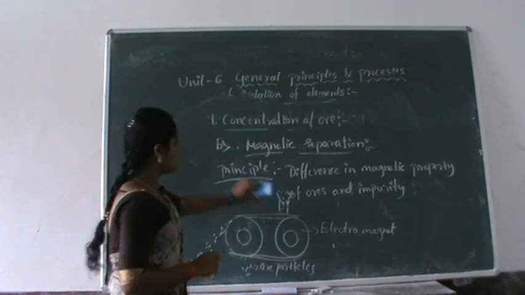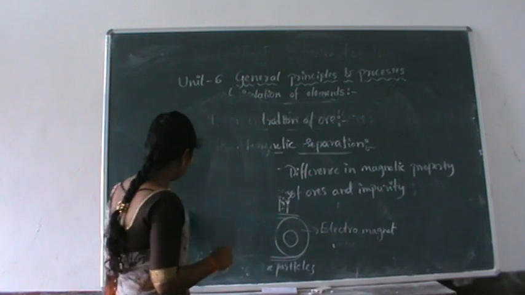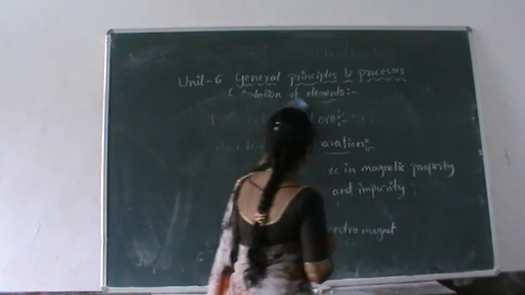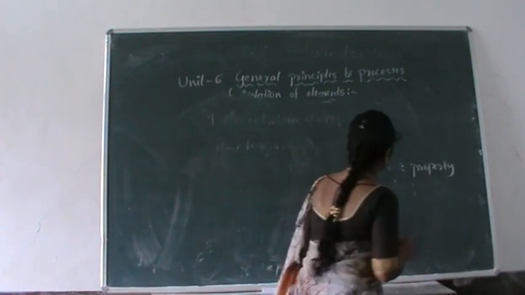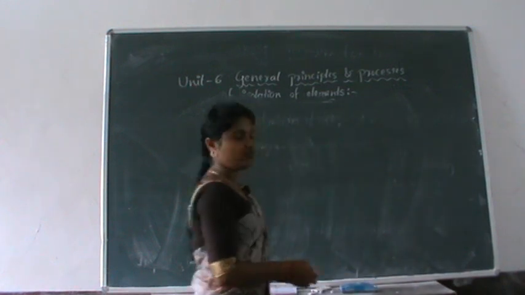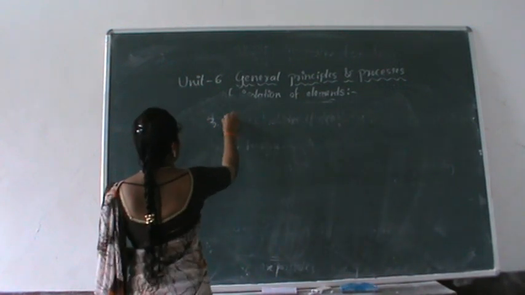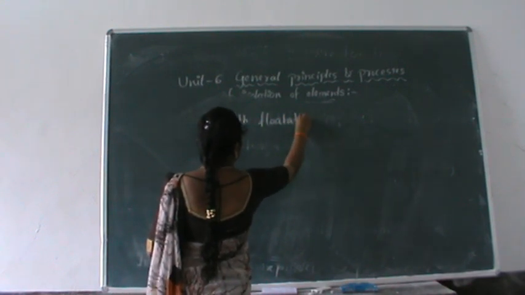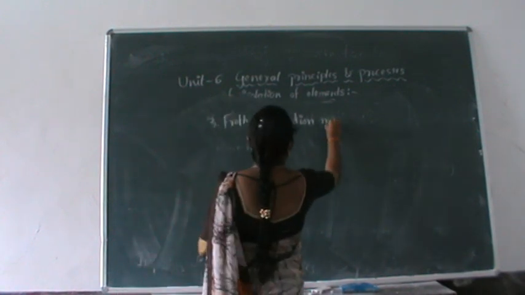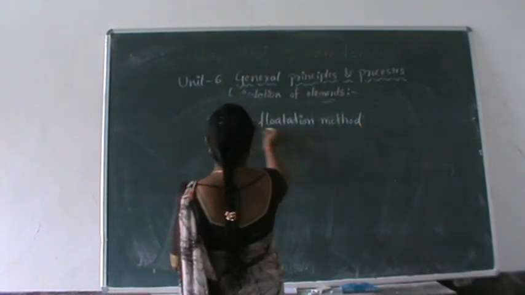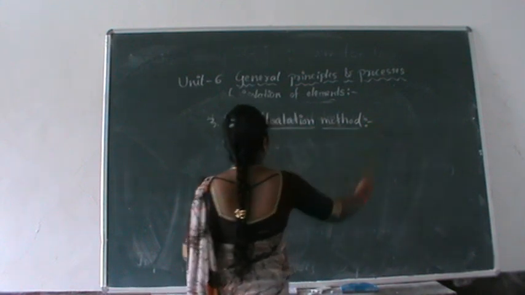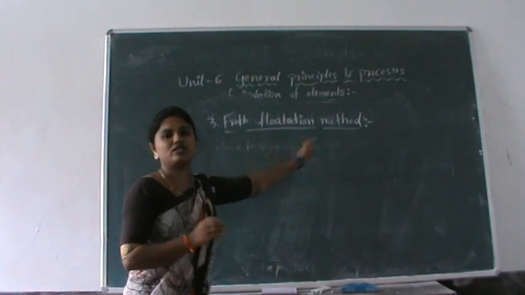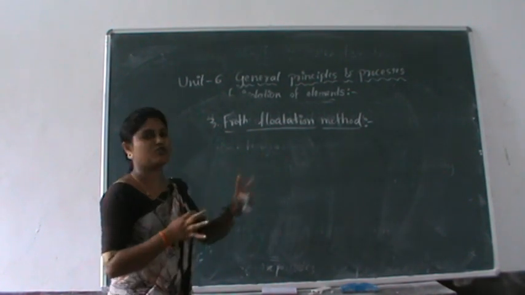And next one is the next method of concentration of ore, the flotation process. Third one is the flotation method or process. Correct, see. Float means bubbles, you can say. Flotation means floating. That is the flotation method.